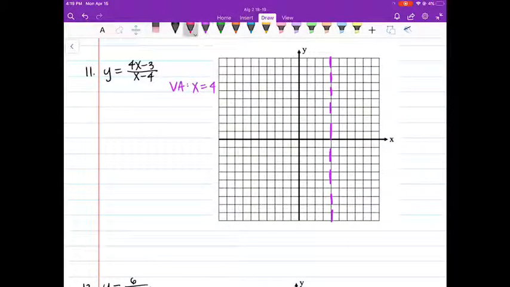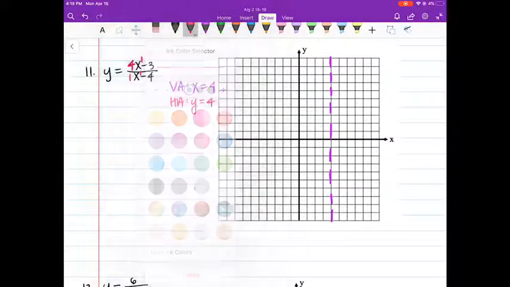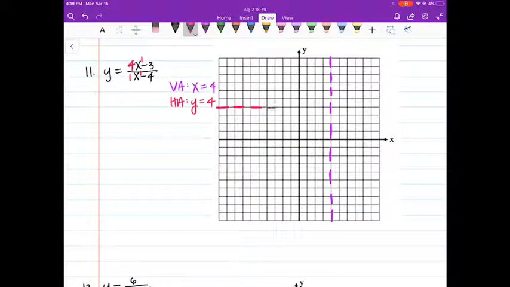Then I consider my horizontal asymptote. Where is my graph going to start to level off? Well, in this case, my degree on top is 1, and so is my degree on bottom. When that's the case, my horizontal asymptote is y equals the ratio of my leading coefficients. Well, I've got 4 divided by 1. That's also up at 4. This time we've got a horizontal line.